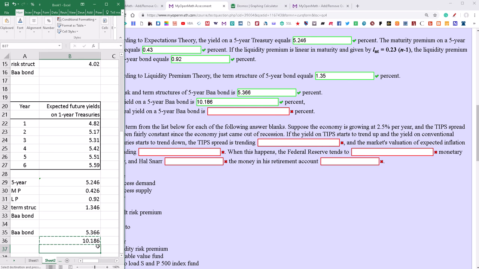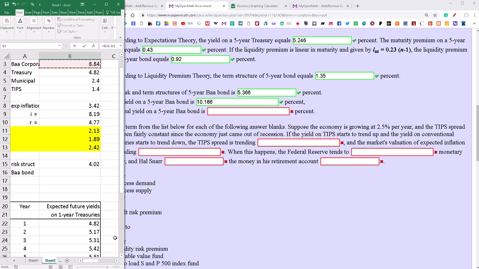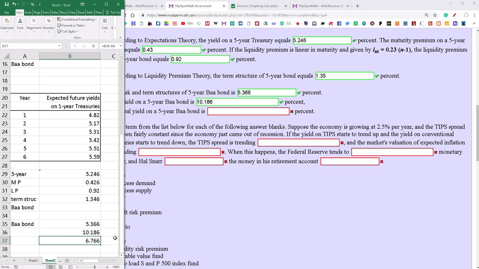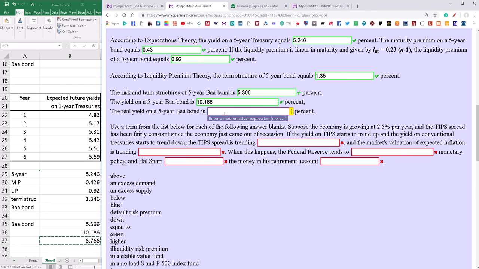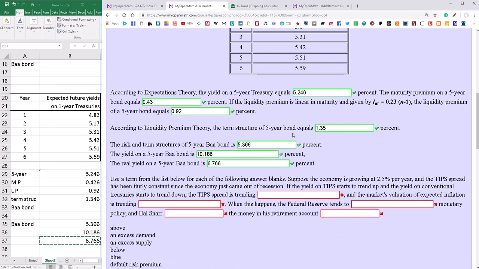Okay. Now, what about the real yield? Remember the Fisher equation. We're going to subtract off the expected inflation, which is 3.42. So the real yield on a 5-year BAA bond is 6.766.